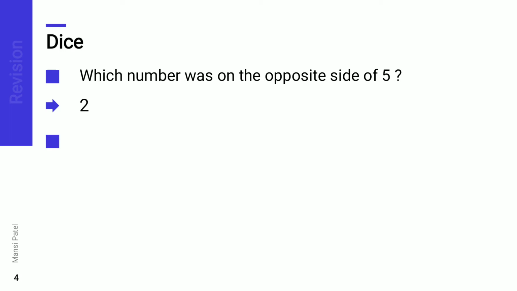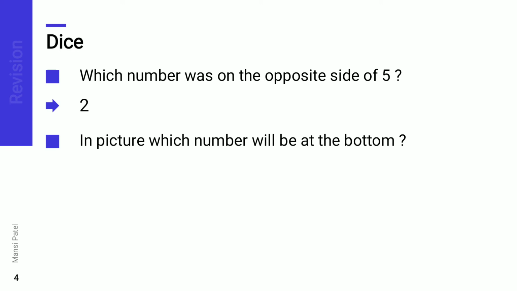Now see the next one. In the picture, which number will be at the bottom? So see in this, there is number 1 on the top side, in the top view. The opposite side of the top view is the bottom. And here on the top side there is number 1. So which number added to 1 gives you number 7? Yes, that is 6. So there will be number 6 on the bottom side of this picture.